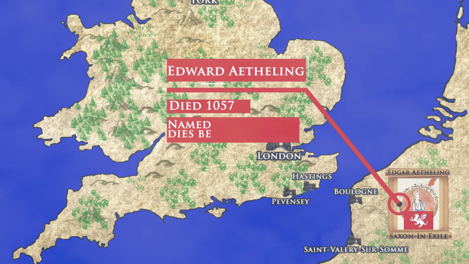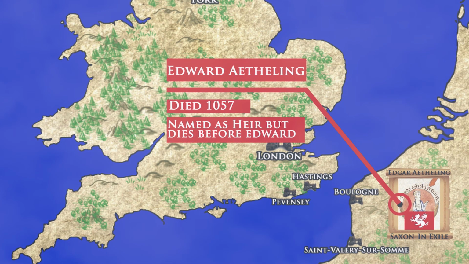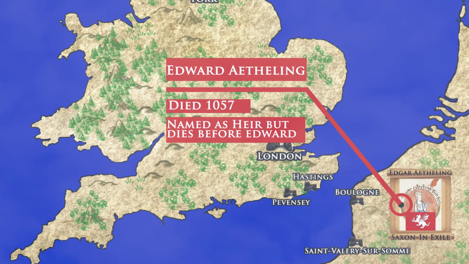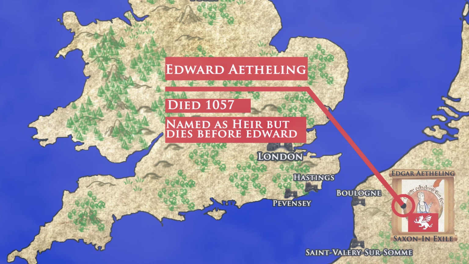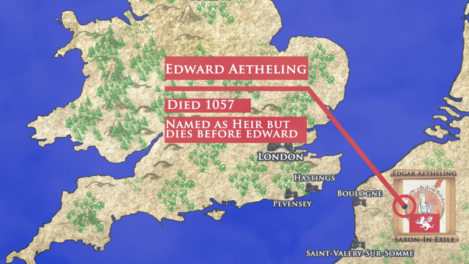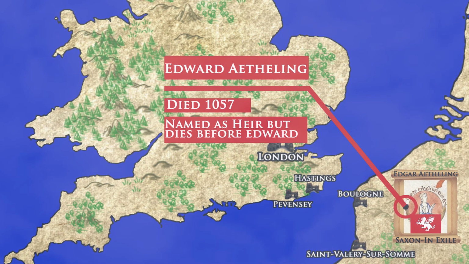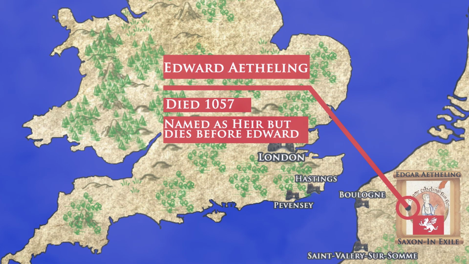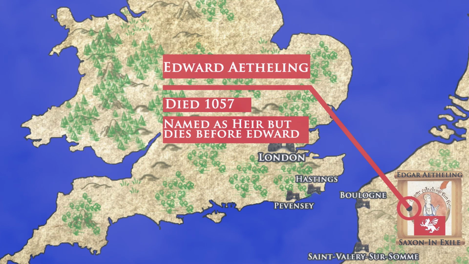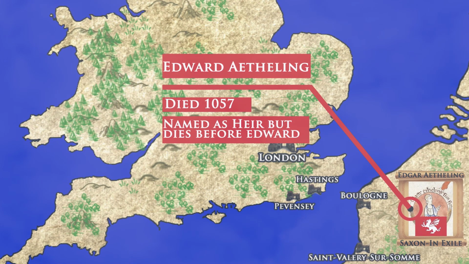First up, we have Edward the Exile, otherwise known as Edward Atheling. Edward had spent most of his life in the Kingdom of Hungary following his father's defeat by Canute the Great. King Edward had named him a successor in 1056, but he died shortly after returning to England in 1057. His son Edgar would be elected after the king's death, but he would never become king.